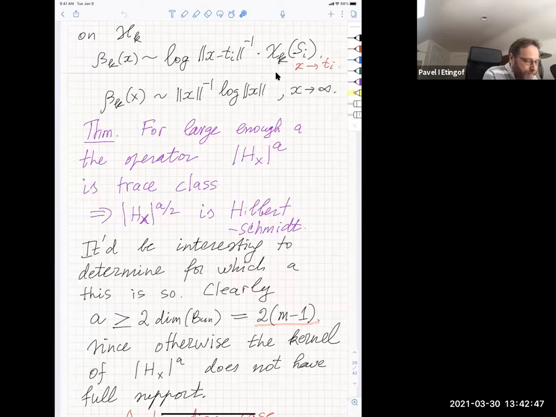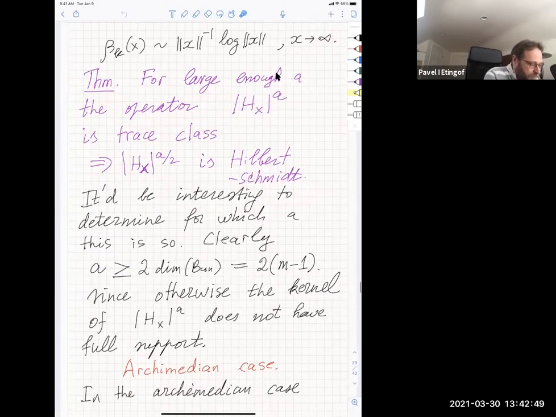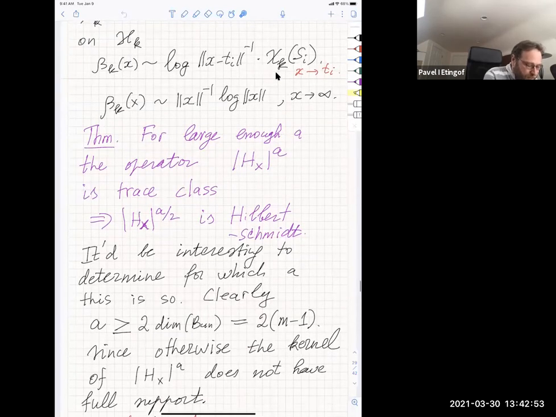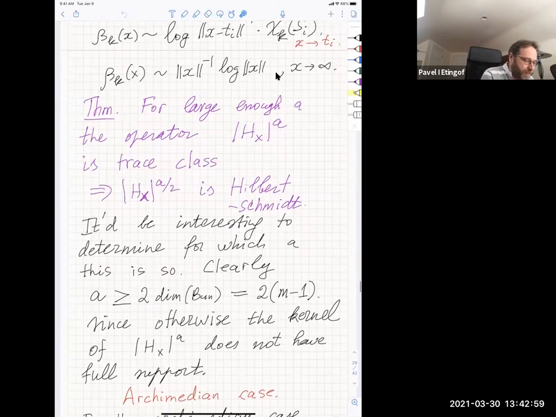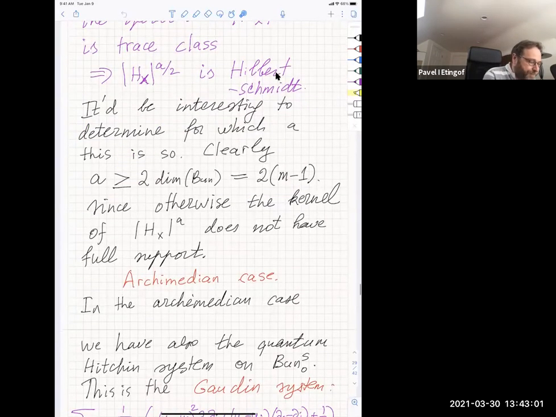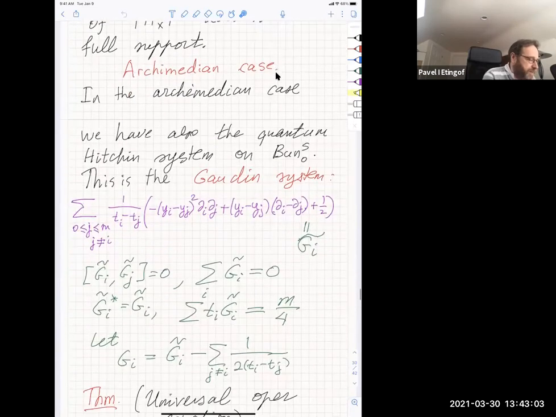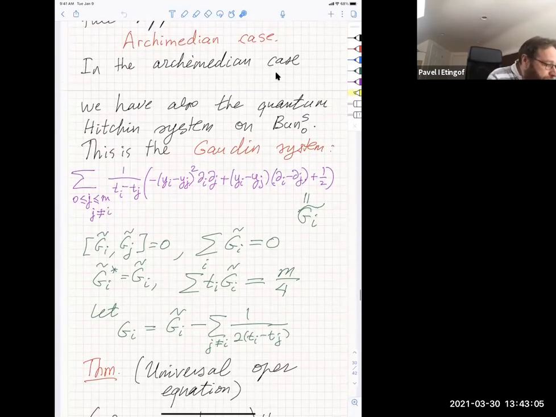But I expect that if A is strictly bigger than this, it will always converge. In other words, if I define the, so to speak, zeta function, which is the trace as a function of A, then the first pole will occur here. But I haven't shown this except in the 4-point case.